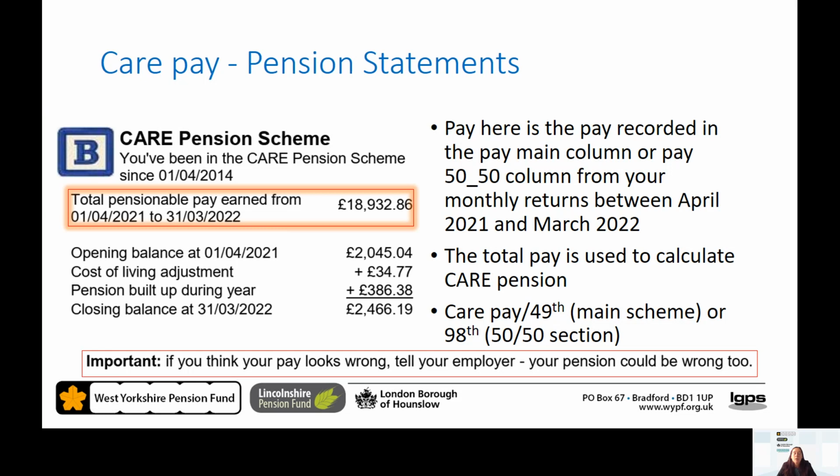The total pay is used to calculate somebody's CARE pension. So we use that pay and we'll divide it by a 49th if they're in the main scheme, or a 98th if they're in the 50/50 section. And that will calculate the amount of CARE pension that member's earned in that scheme year. Again, the pay is really important to make sure it is correct. If a member wants to query what pay we've received, we will send them back to their employer.